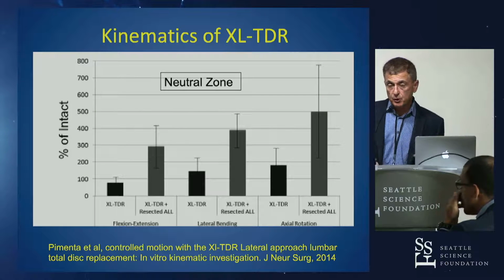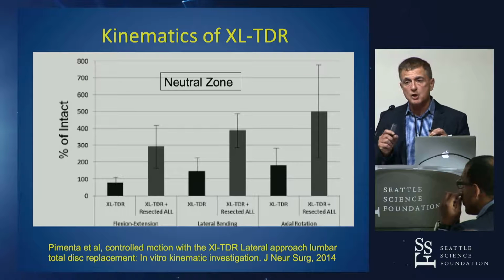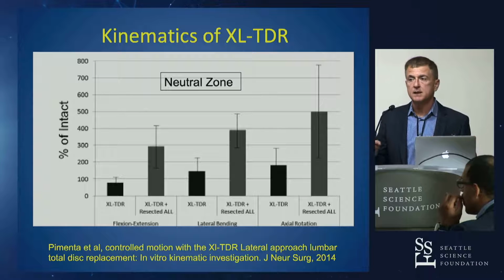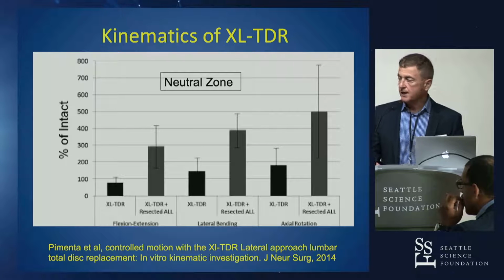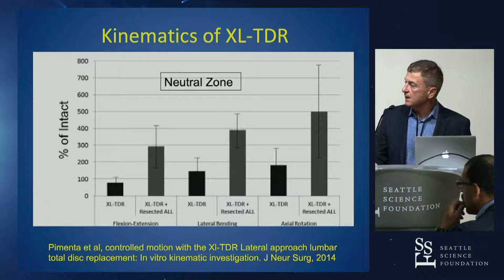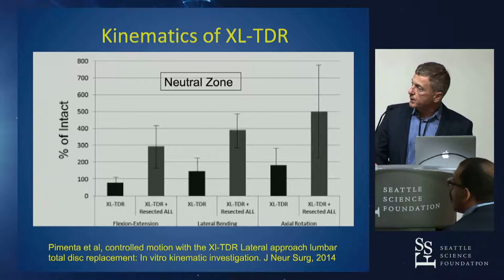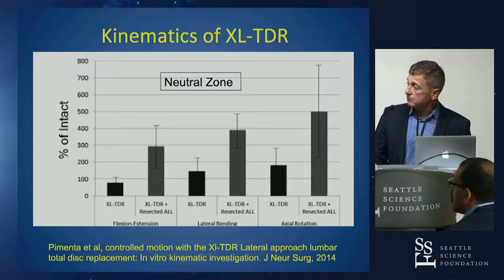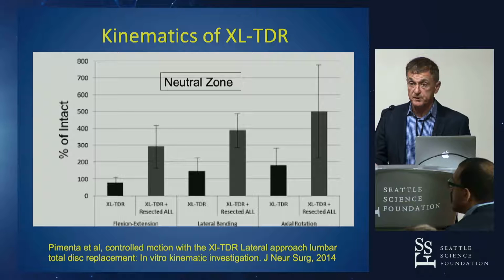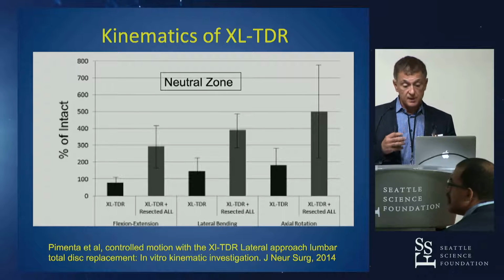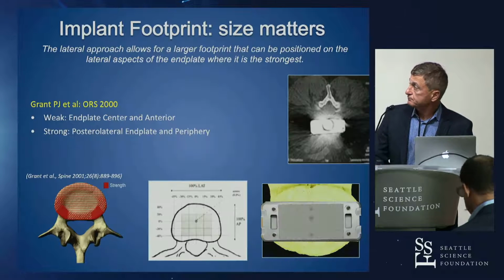As for the neutral zone, which is that zone within physiologic motion that's accompanied by maximum laxity, meaning that if you have a higher neutral zone, then you have more potential for instability. When they looked at that, when you resect the ALL, neutral zone went up to 300% as compared to physiologic. When they resected the ALL on lateral bending, it went up to 400%, and axial rotation way up to 500%. So the neutral zone is a lot larger now.